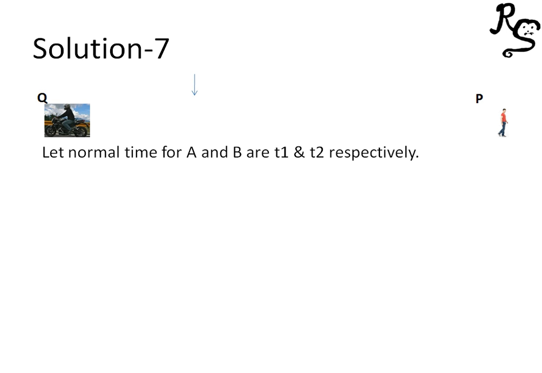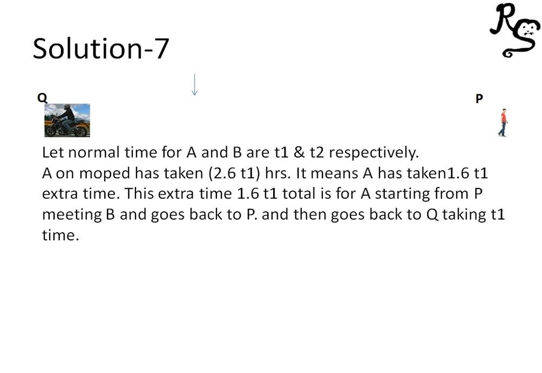Let us assume that the normal times for A and B to cover the distance between P and Q are T1 and T2 respectively. It is given in the question that A on the moped has taken 2.6 into T1 hours. The normal time is T1. It means A has taken 1.6 T1 extra time. This extra time 1.6 T1 is for A starting from P to the arrow where he meets B and taking him back to position P. So this 1.6 T1 is the repeat of the distance from P to the arrow. So A, while starting from P, must have taken 0.8 into T1 time to reach the arrow.